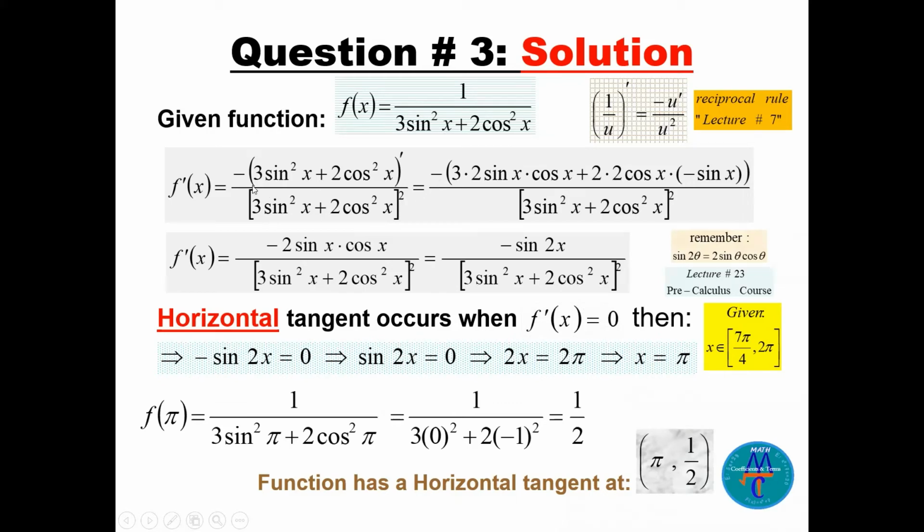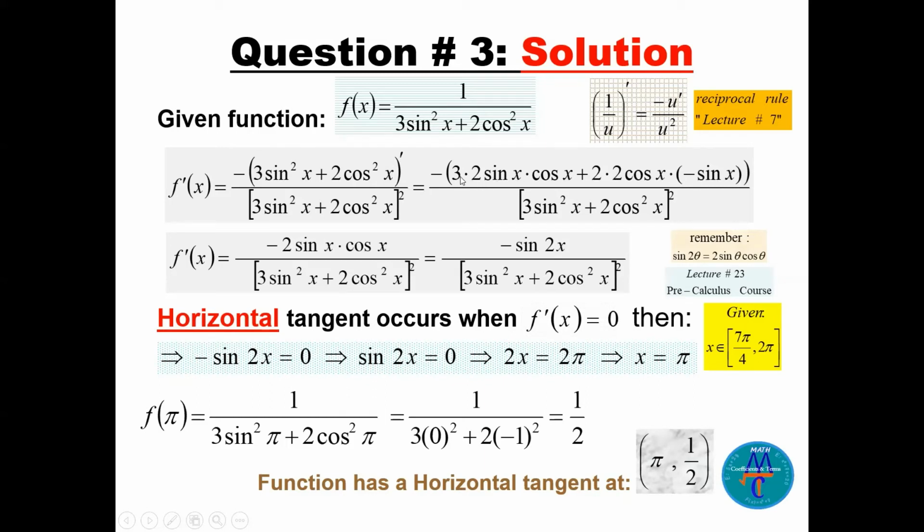So let's leave the minus. Inside now we have 3, so we leave the 3. Sine squared of x, the derivative will be, bring the 2 down, 2 sine of x to the power 2 minus 1, which is 1, times the derivative of the inside. The derivative of sine of x is cosine of x, plus, same thing here, 2 times, bring the 2 down, 2 times 2, cosine of x, 2 minus 1 becomes cosine of x, times the derivative of cosine of x, which is minus sine of x.